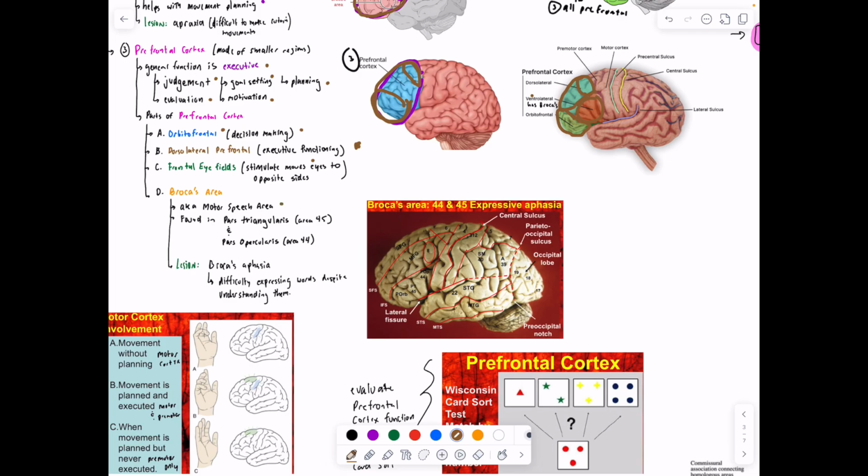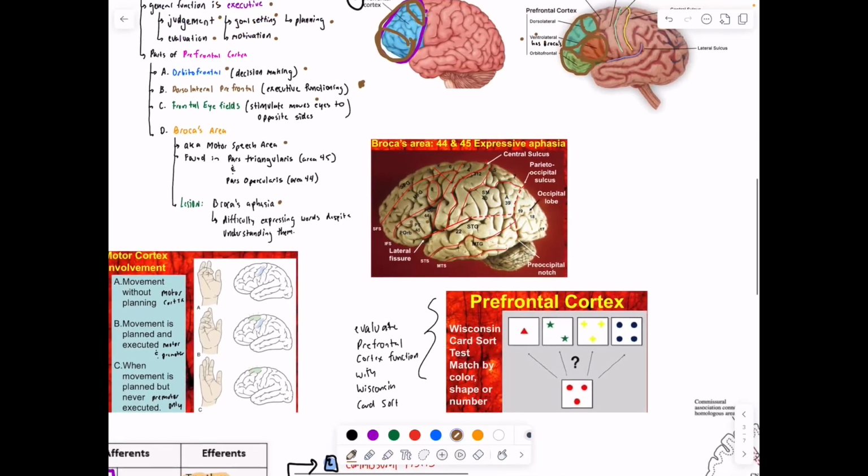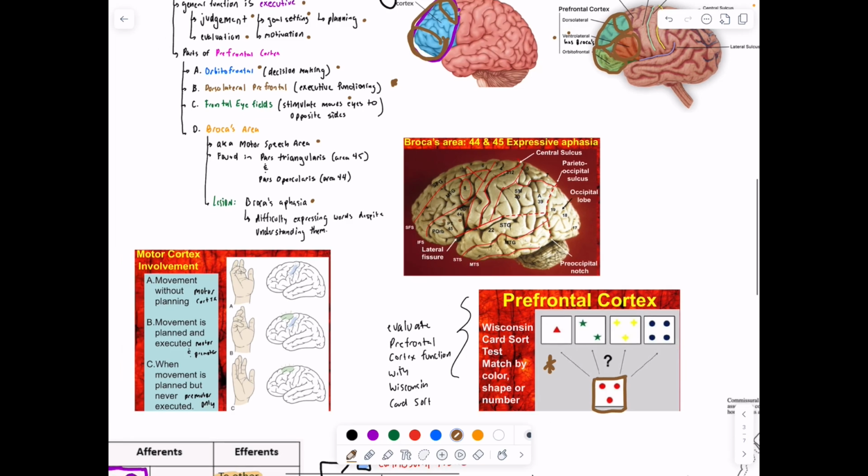So motor control of speech. Broca, as we've always learned, like boca, Spanish for mouth. And this is found in the pars triangularis, which is area 45, and the pars opercularis, area 44, but this is the ventrolateral part of the prefrontal cortex. Lesion to that will give us Broca's aphasia, difficulty expressing words despite understanding them. And then just a quick note on evaluating the prefrontal cortex, you have the Wisconsin card sort, where a patient matches cards based on color, shape, or number, and they should be able to do that if their prefrontal cortex is functioning fine.